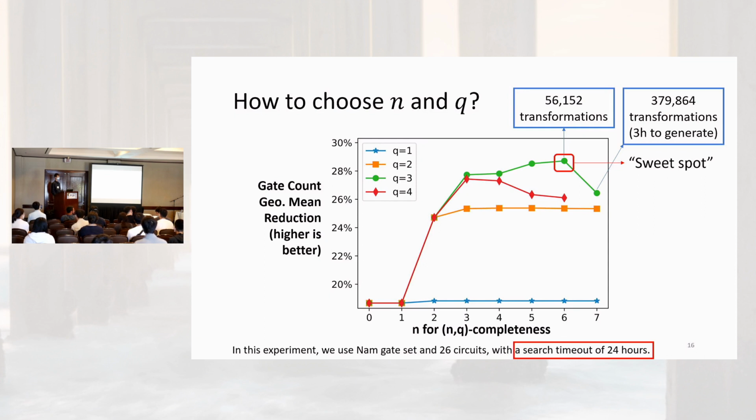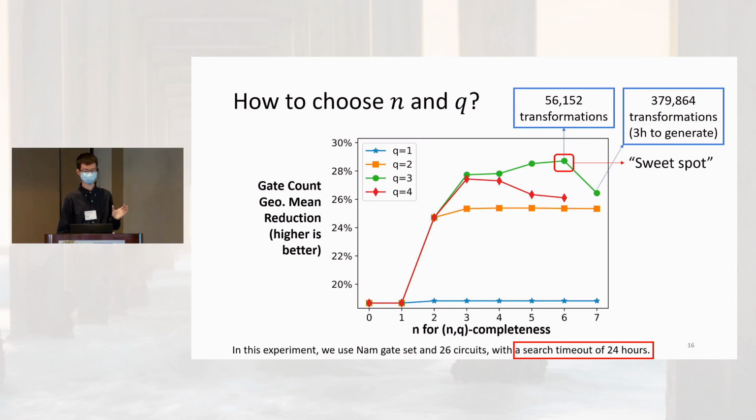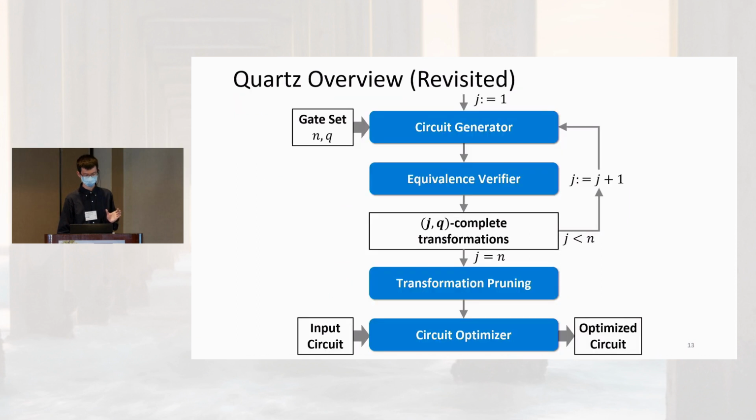Well, this is true for choosing N and Q for NQ completeness. We generate the NQ complete transformations beforehand, before optimizing. So this is a pre-processing step. Okay, thank you so much.